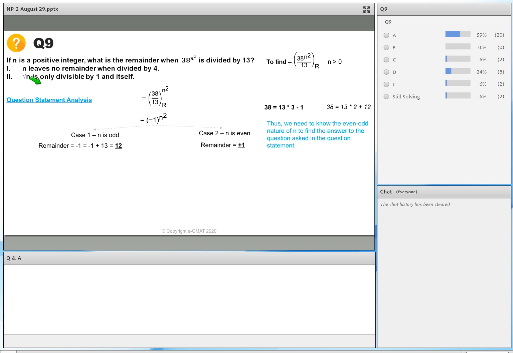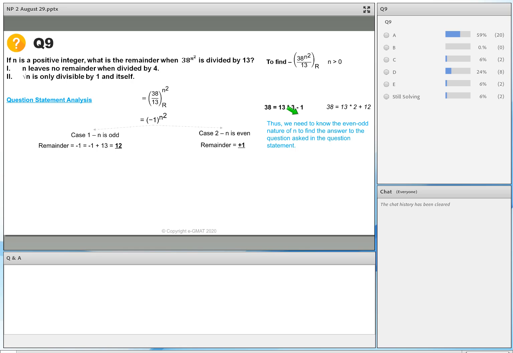N is a positive integer. What's the remainder when 38 to the power n squared is divided by 13? So this is the remainder we want. You know you can take care of powers later on. You can just divide 38 by 13 first and then put the power n squared. Now the remainder, the positive remainder is 2. The negative remainder is minus 1. Much easier to use the negative remainder.